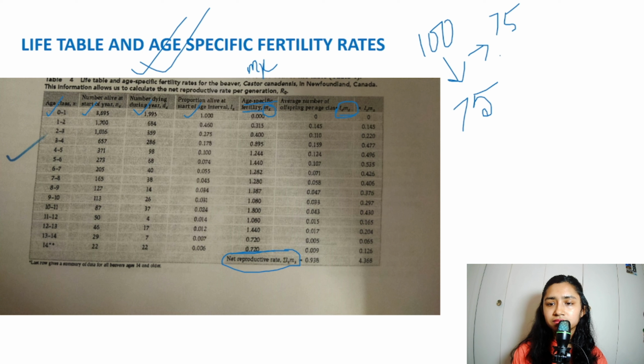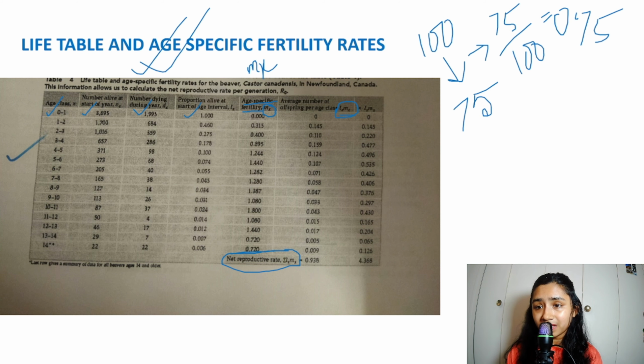75 divided by 100 is equal to 0.75. Okay, so this is the age specific fertility rate, denoted as MX, and for this it is 0.75. I'm giving you a very easy example, and that means on average a female at any age class can produce 0.75 female offspring in that year. By this we can take out the growth rate of a population.